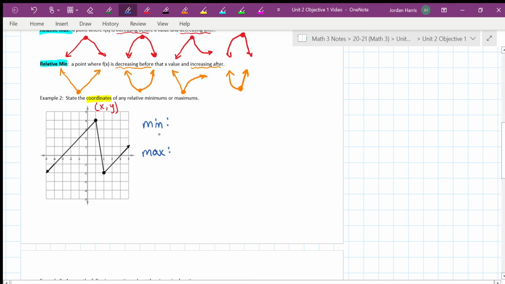So my minimum, it has to be decreasing before, increasing after. So that point right there, that would be a minimum, and that's at coordinates 2, -2. The maximum, that point right there, it's increasing then decreasing. So that's at 1, 4. And there we have it.